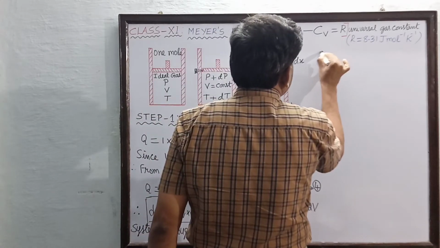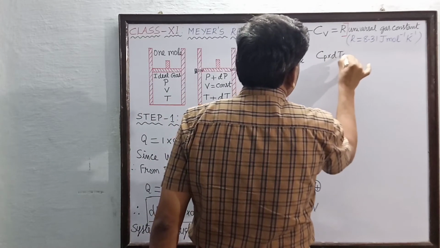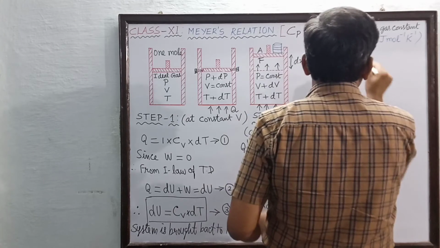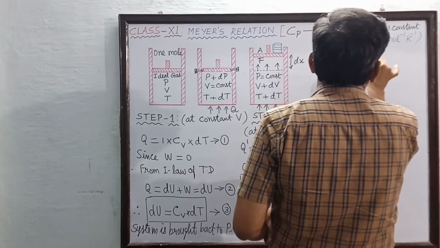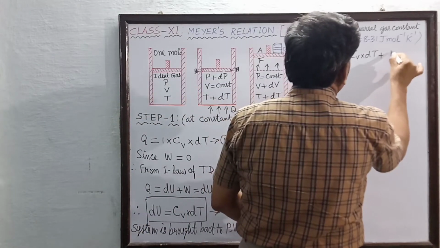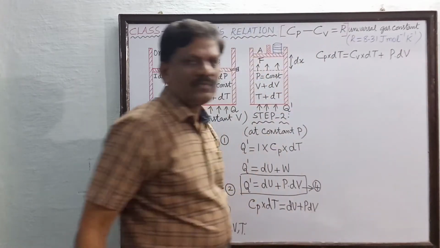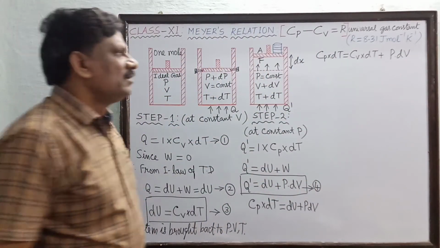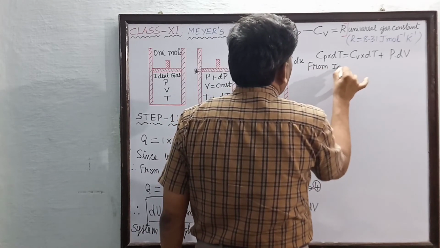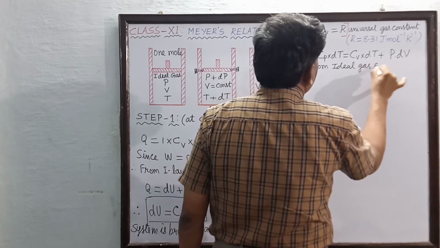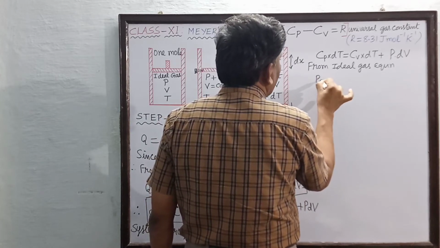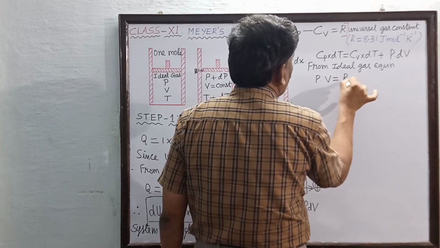So we will write Cp dT is equal to, instead of dU, what am I going to write? That is equation 3: Cv dT plus what is the next term? P dV. This is one equation. But for an ideal gas, from the ideal gas equation for 1 mole, we have already studied that PV is equal to RT.